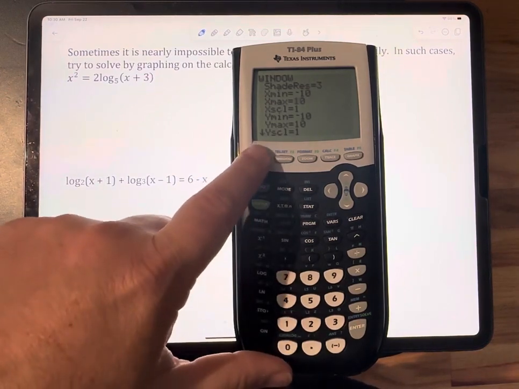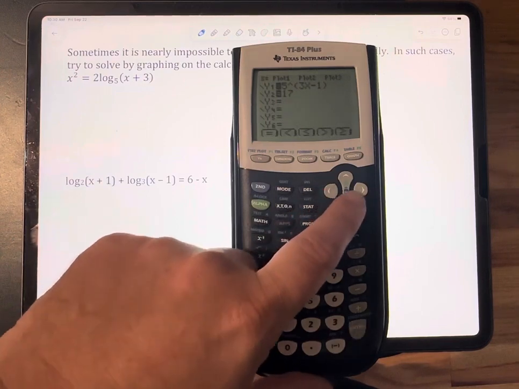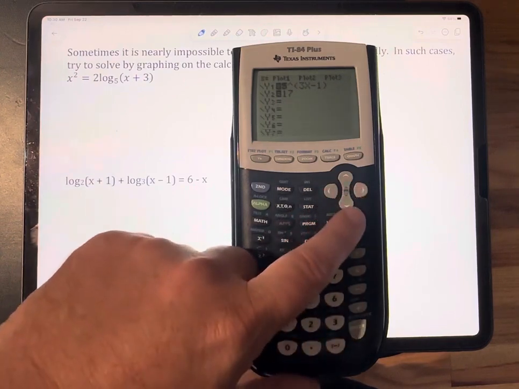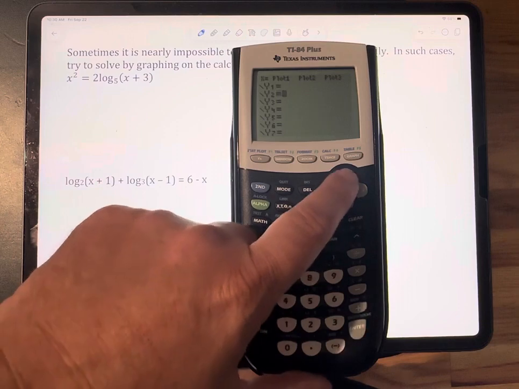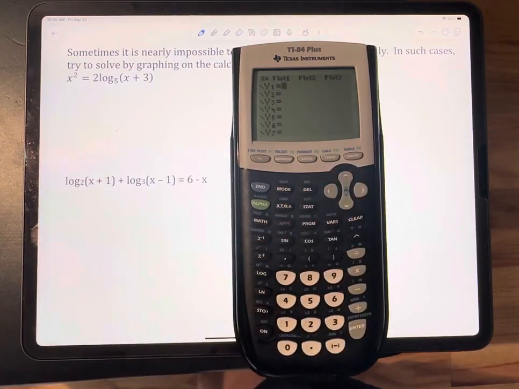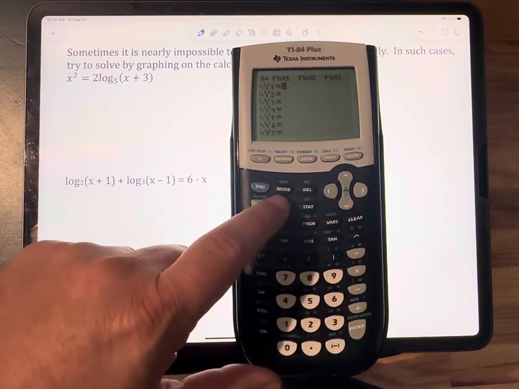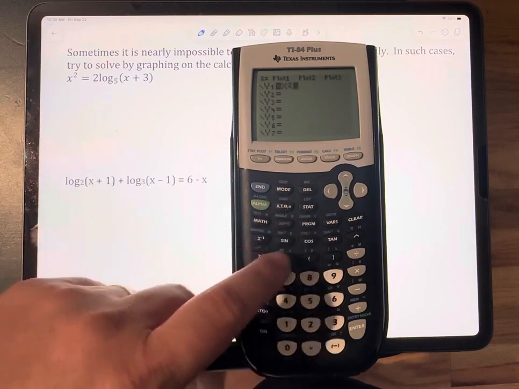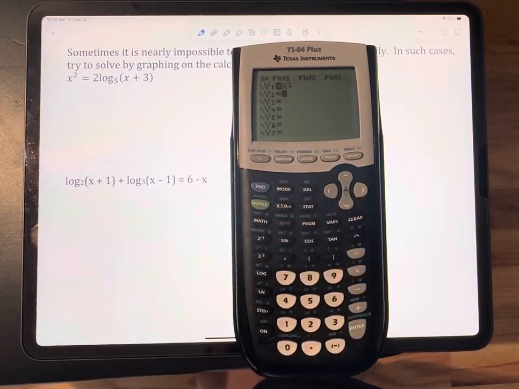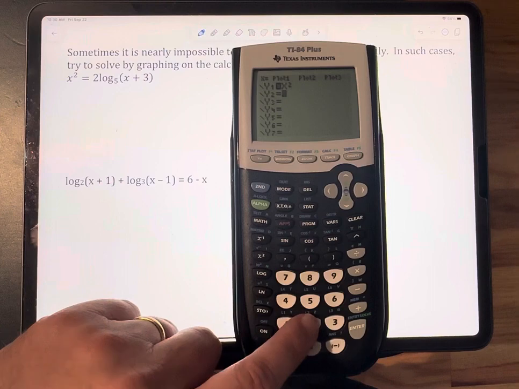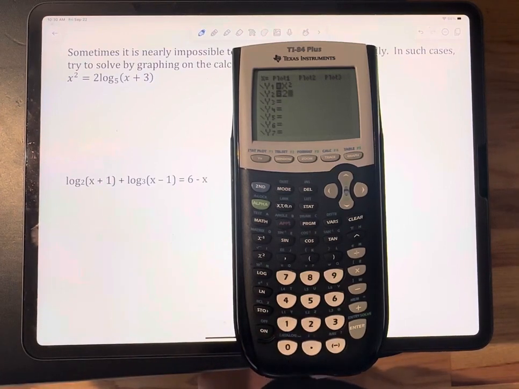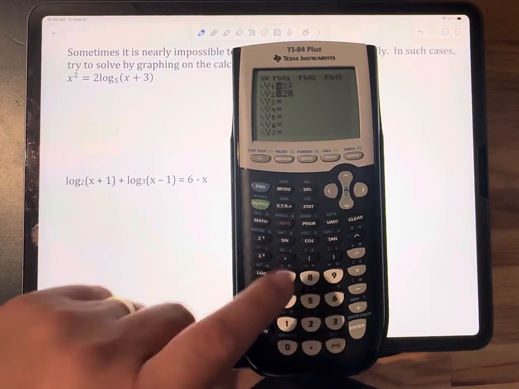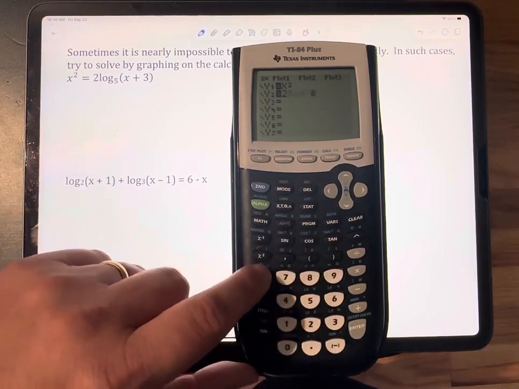In this case, now we go to our y equals screen. We will clear out our old equations, and we enter the left side of our equation for y1. Here we have x squared for y1. Next, we have 2, and the easiest way to enter the logarithm base 5 of x plus 3 is by using our change of base formula.